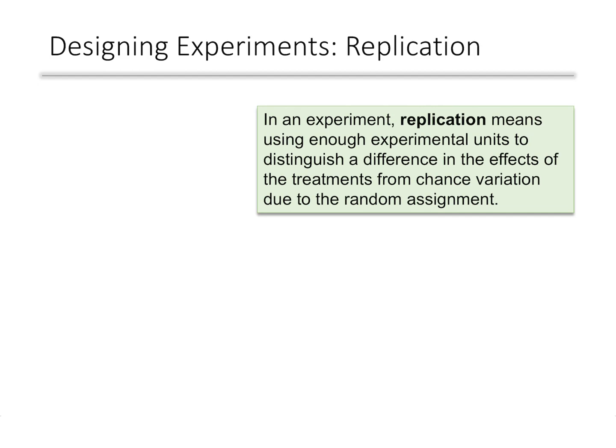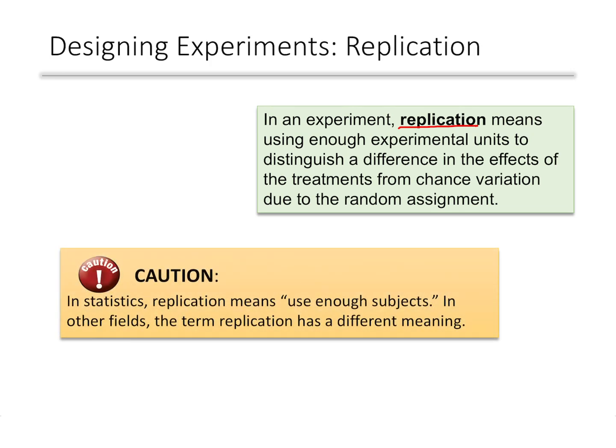So with that in mind, being able to do it enough that we are able to see it, that's where our replication comes in. So in an experiment, replication means using enough experimental units to distinguish a difference in the effects of the treatments from chance variation due to the random assignment. So as long as we have enough replication, we can worry about it.